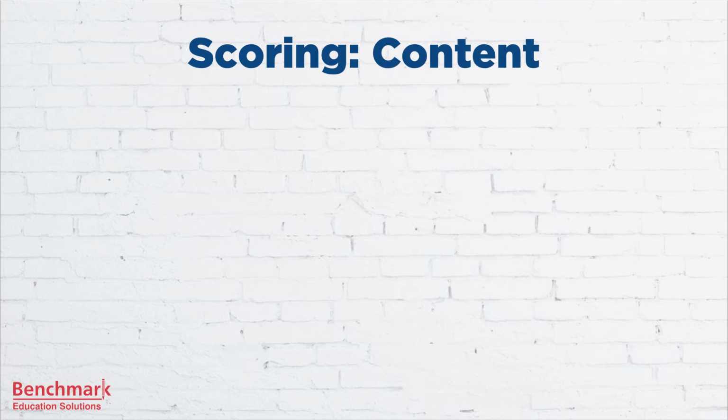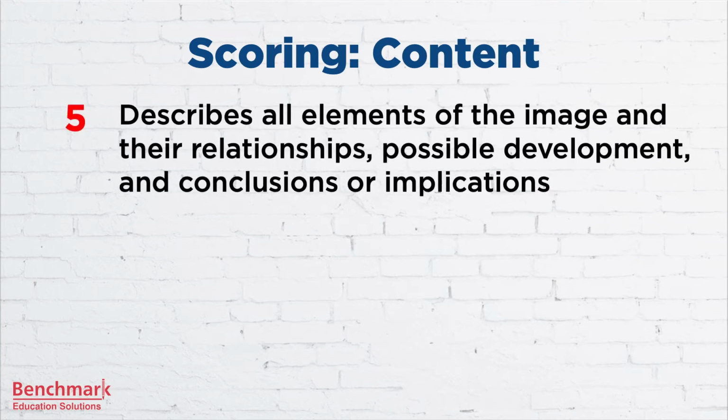The maximum score for content is 5, and to receive all 5 points, you have to describe all elements of the image and their relationships. It also means that you'll need to describe possible developments and make some conclusions or implications. This will show your ability to quickly think critically in English.